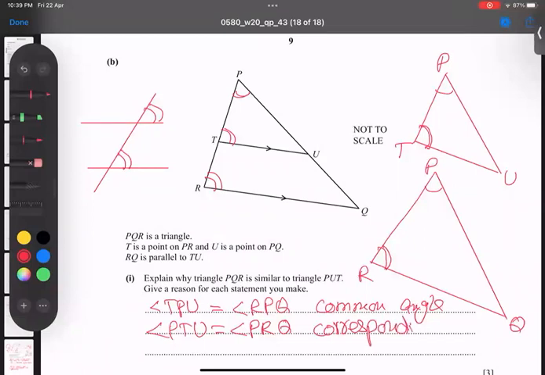Corresponding angles. Okay. Now let's talk about the last one.